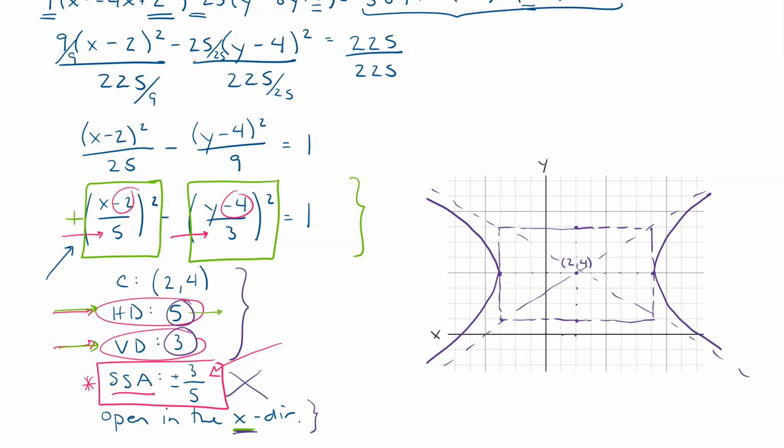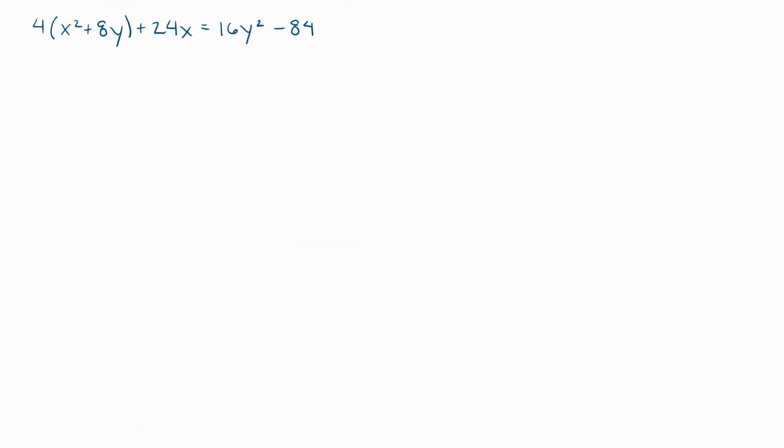Let's try another problem. All right, so looking at this equation, all I really see is kind of a big old mess. It's hard to tell the shape when you have a mixed up, messed up version of all the original equations. So undo the crazy messiness.